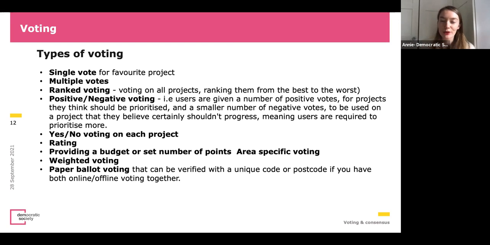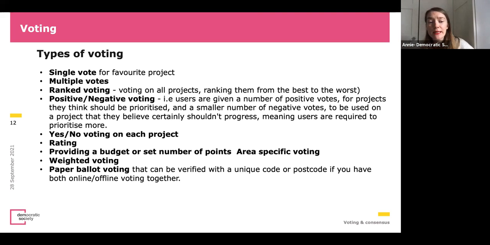Rating as well, quite similar to ranked voting. You can rate them 1 to 10, or yes or no. So rating's got that element to it as well. And then providing a budget or set number of points. So this can have benefits such as people can understand money a little bit better and how money is spent and what things cost. Usually they'll just allocate a vote or a set of money to each project until the money runs out, and then that's their vote complete.